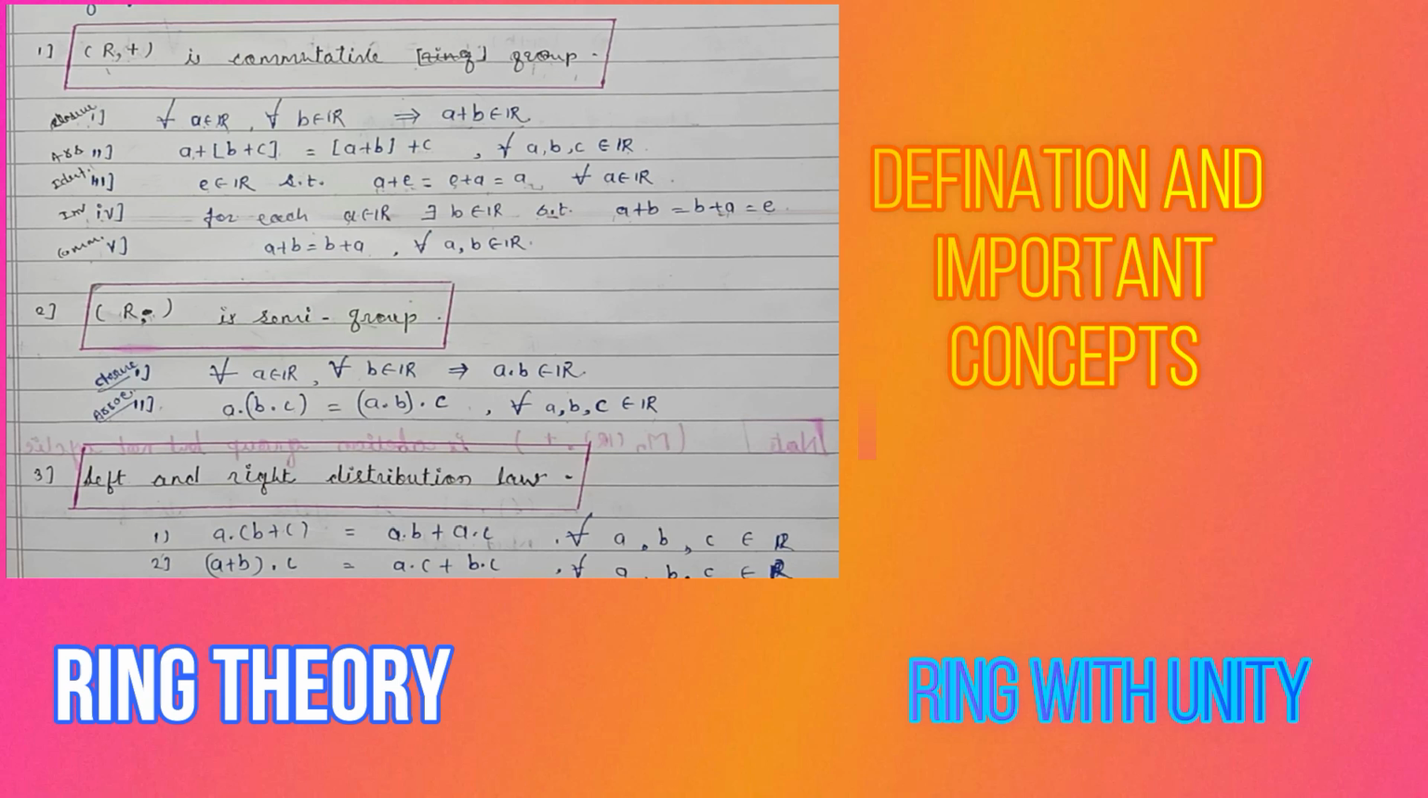In today's video, I will explain one of the basic and important topics from ring theory, which is a ring with a unity. How can one find a ring with a unity? How can we define whether a ring has a unity or not? First of all, let's understand the definition of a ring with unity, and then we'll move further to some examples based on this topic. So now let's start today's lecture.